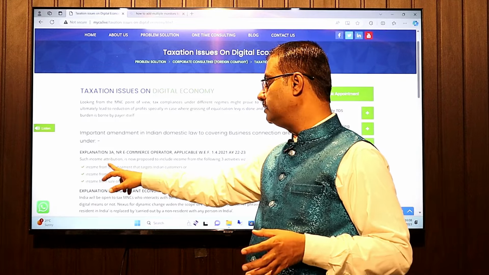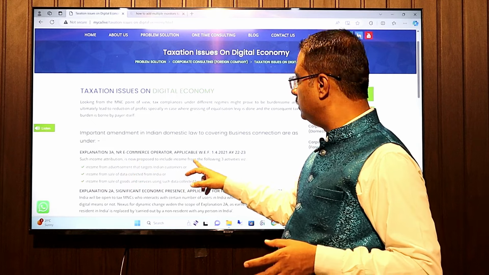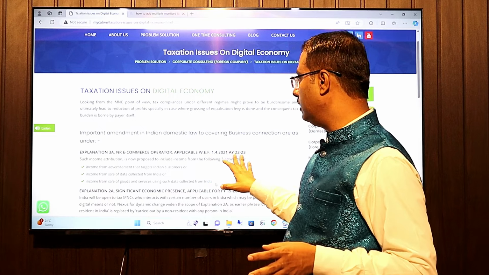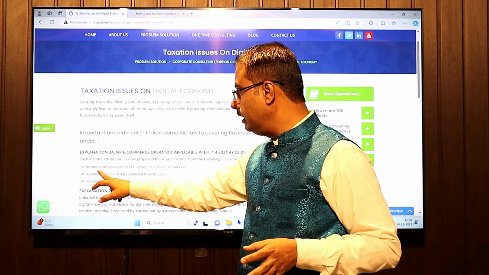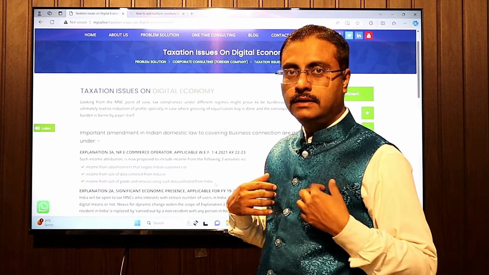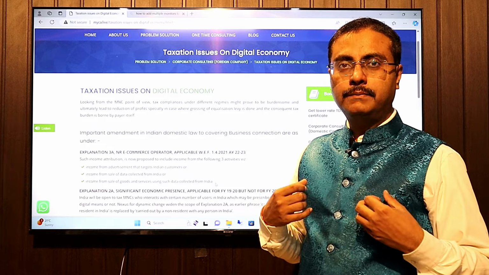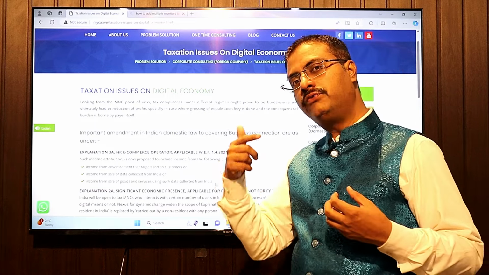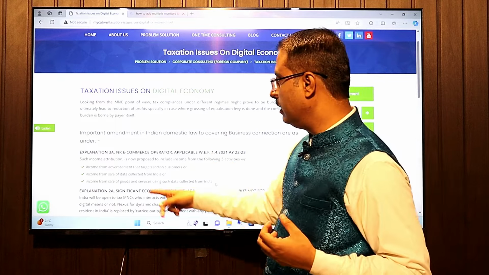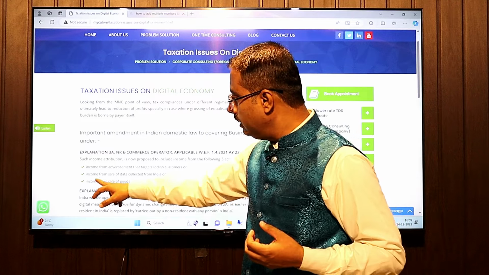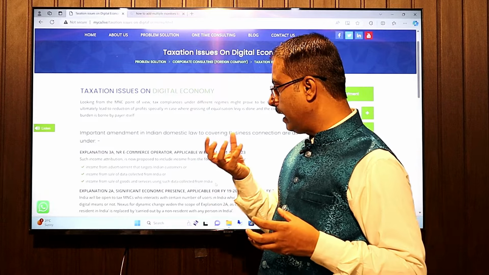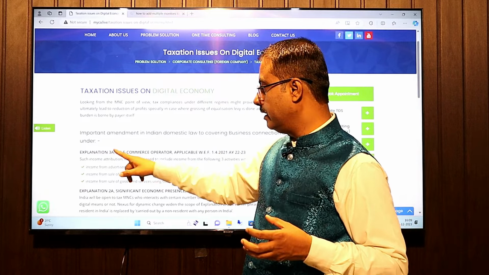So such income attribution is now proposed to be taxed. This provision is applicable from assessment year 22-23. So income from advertisement that targets Indian customers. I am paying some advertisement expenses to Facebook. So Facebook, a non-resident foreign company, is going to be taxed by virtue of explanation 3A. Then income from sale of data collected from India. Some data is collected, so income arising to those non-residents will be covered here.